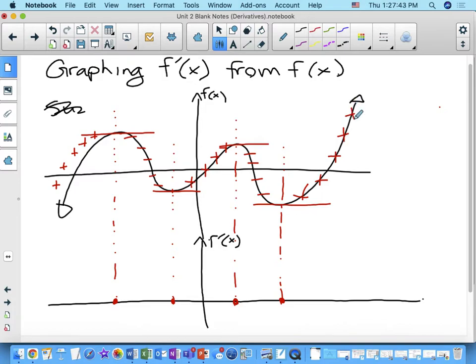Okay, so I'm going to use these signs to tell me the sign of my derivative. Here, in this section, my derivative's positive. Then it's going to pass through 0 and go negative. Then it's going to be positive, negative, positive.